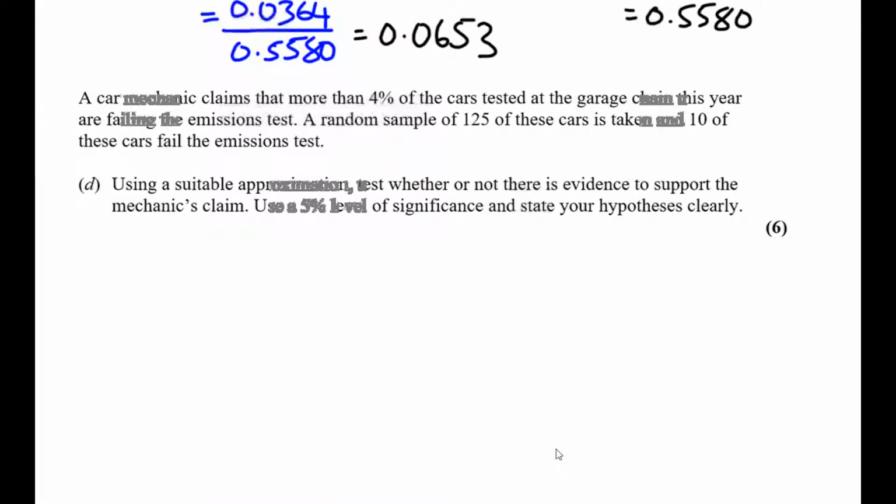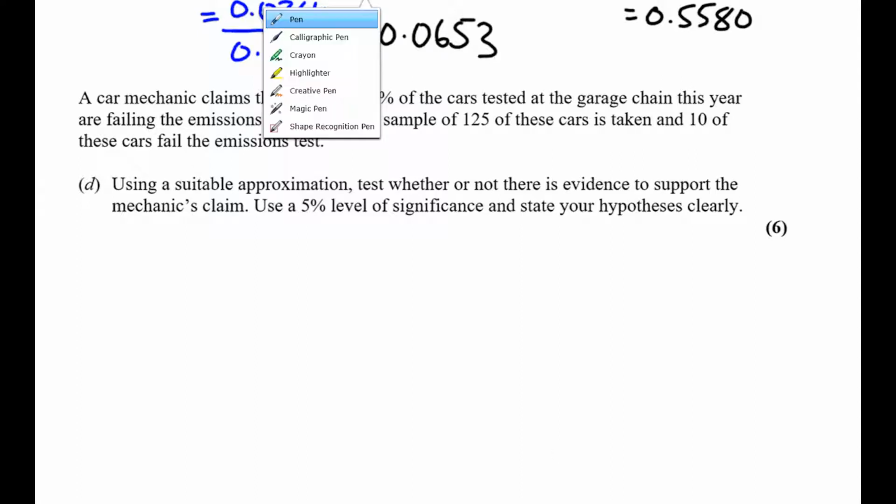Okay, so a car mechanic claims that more than 4% of cars tested at the garage chain this year are failing the emissions test. A random sample of 125 of these cars is taken and 10 of these fail the emissions test. Using a suitable approximation, test whether or not there's evidence to support the mechanic's claim. Use a 5% level of significance and state your hypotheses.